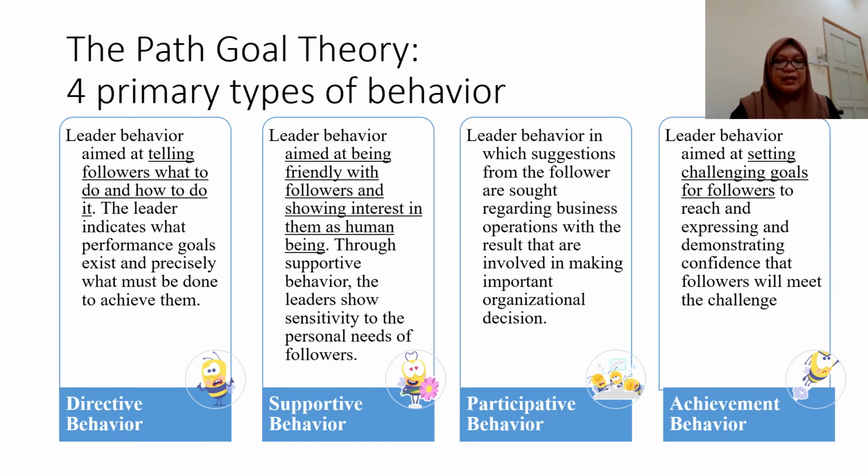According to the path goal theory, there are four types of leader behavior, meaning there are four types of leader. The first one is directive behavior. Leader behavior aimed at telling followers what to do and how to do it. This type of leader will direct, give instruction, and be very clear about what they expect from the employees. They state their objectives one by one, so the employees have to deliver the task.